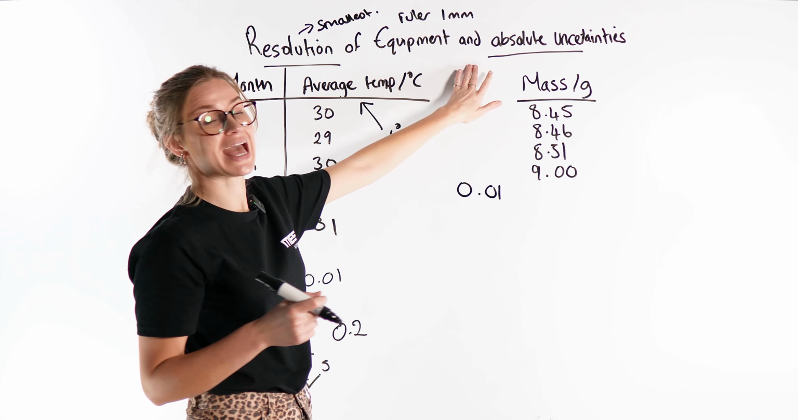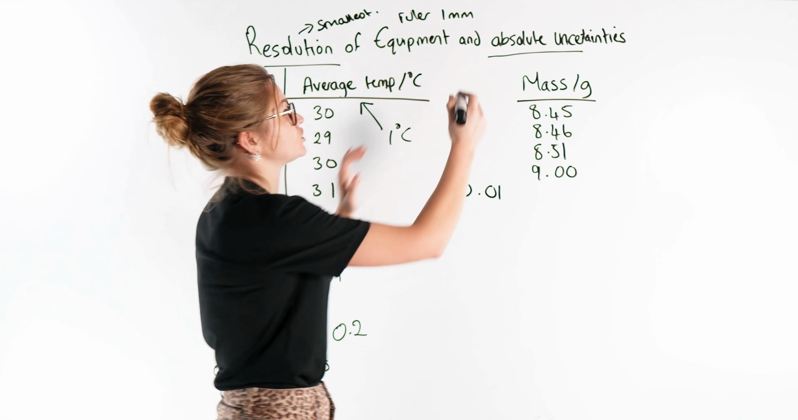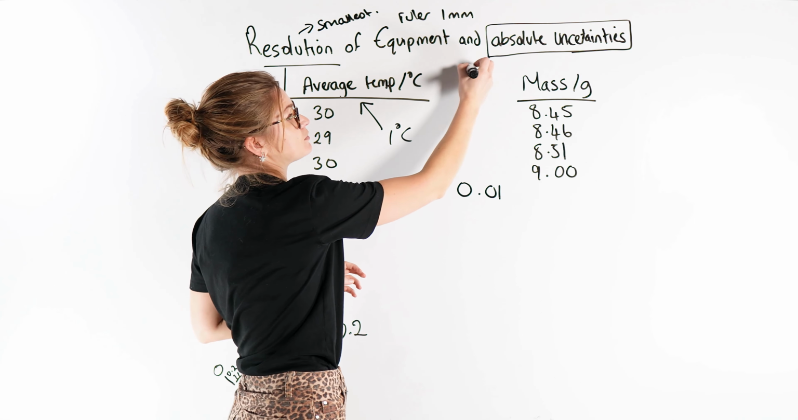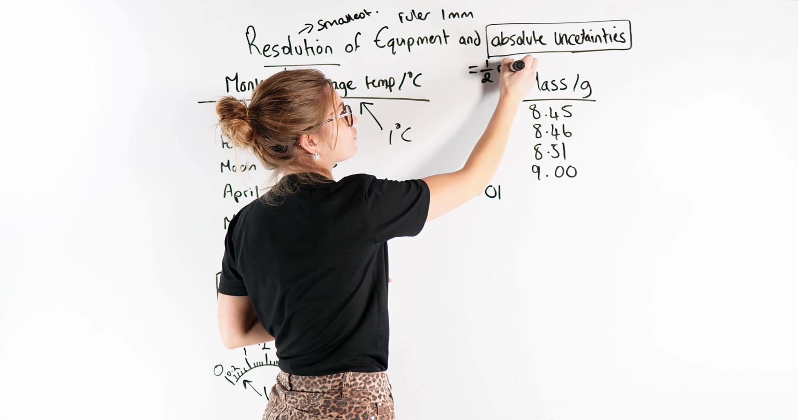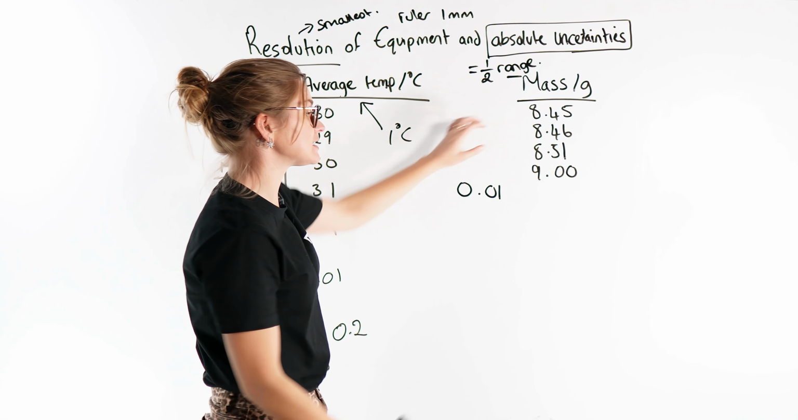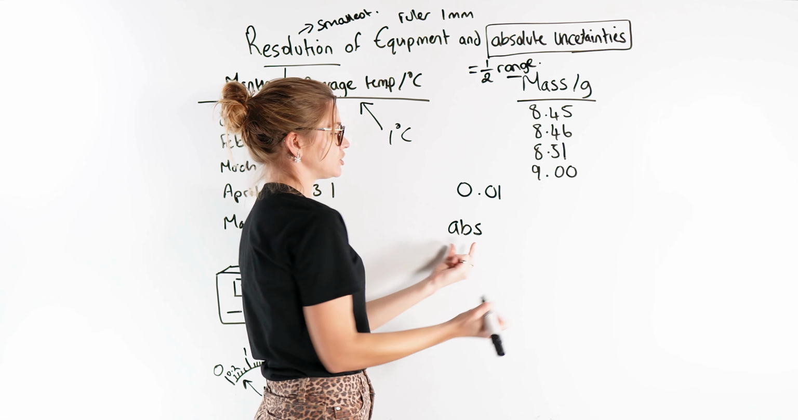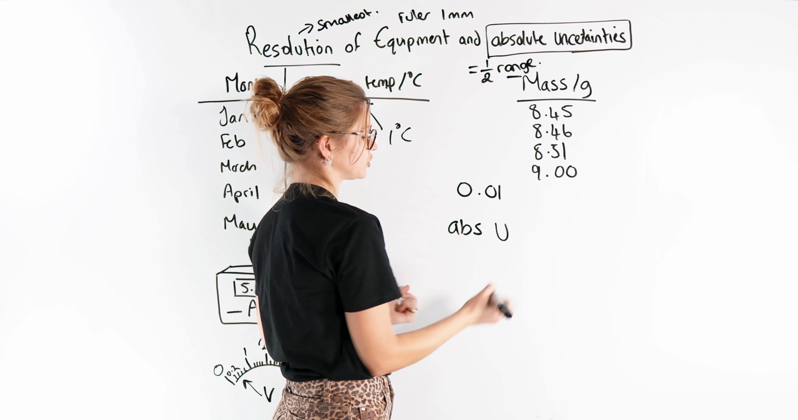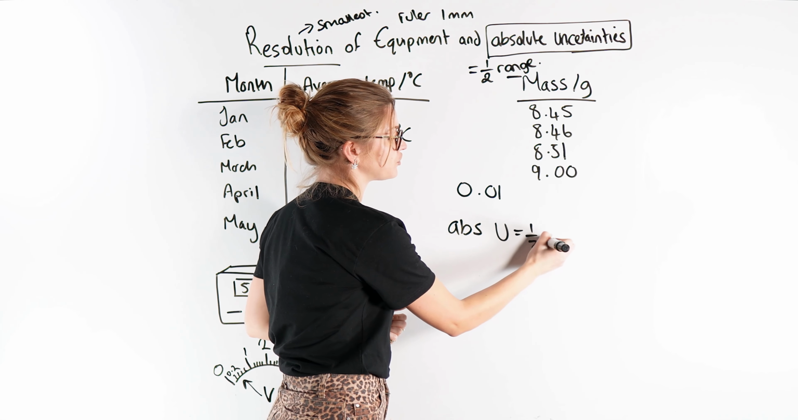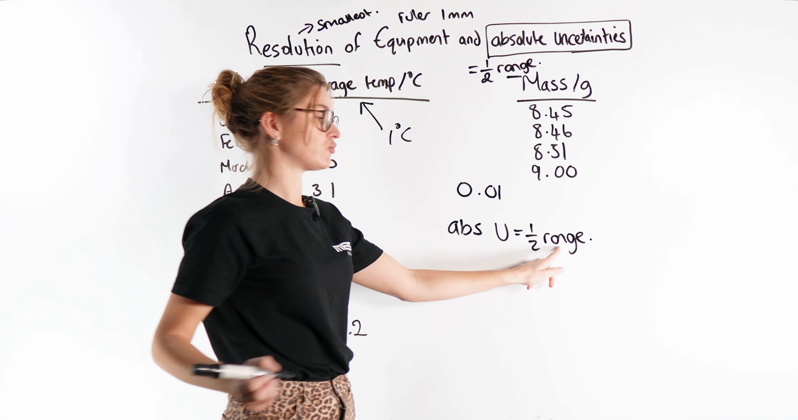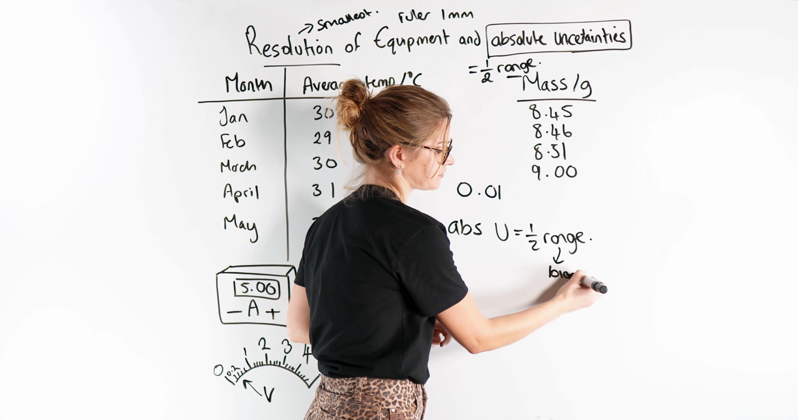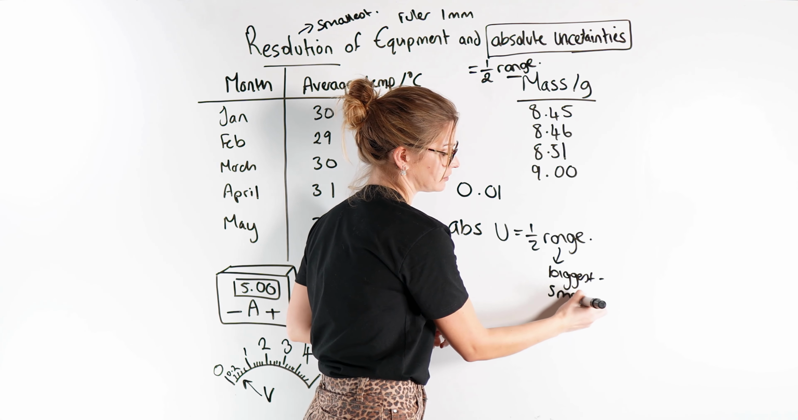Now, the next thing is about absolute uncertainties. Absolute uncertainties is a little bit of math that you have to remember to do. So I want to calculate absolute uncertainty. The rule is always half of the range, okay? So if I want to calculate the absolute uncertainty of my mass, to find the absolute uncertainty, U for uncertainty, just to save me time of writing it down again, what we're doing is half of the range. Hopefully you've learned about range in your maths classes. Range is always going to be the biggest number, take away the smallest number.